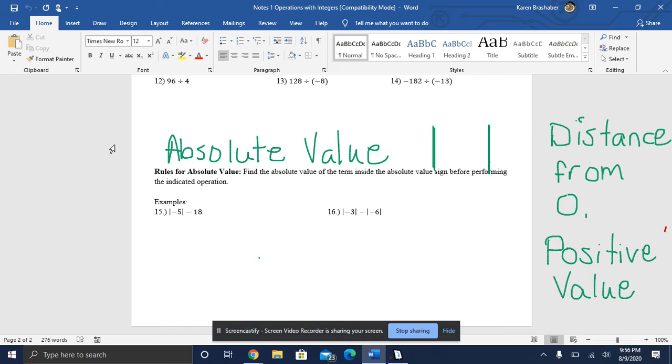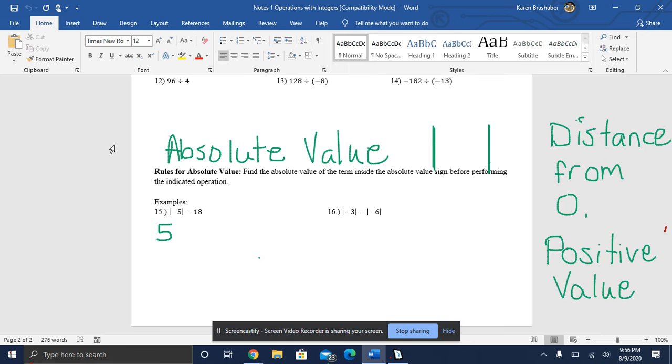And since distance is expressed in a positive number, we will use a positive number for evaluating absolute values. So, for example, on number 15, we have the absolute value symbols around the -5. So, what we're really saying is how far away from zero is -5? Well, it would be 5 units to the left of the zero. And so that 5 units is what we would think of the absolute value representing. And so we will use a 5 for the absolute value of -5.